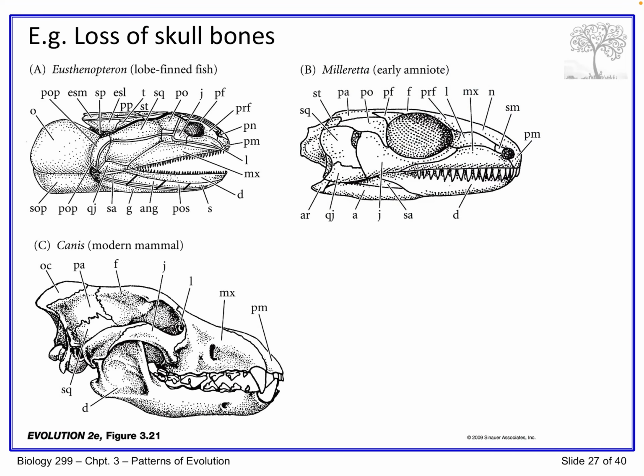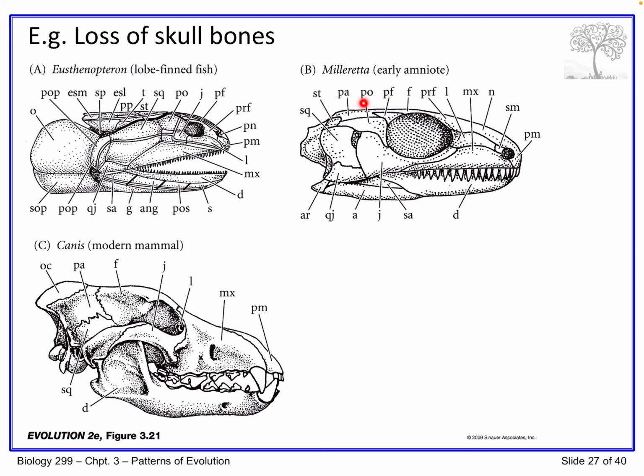We see the same basic thing in terms of bones of the skull, loss of skull bones. Here we have Eusthenopteron, which is an early lobe-finned fish, an early ancestor of terrestrial vertebrates. Very complex skull structure, all these different bones. It's actually very similar to what you see in modern bony fish. Their skull is just crazy in terms of complexity.